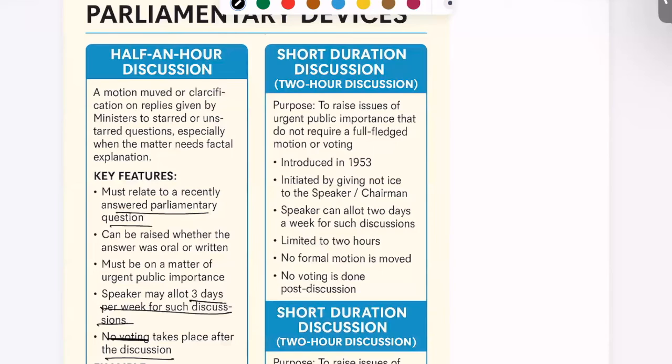That is it. Next, short duration discussion, to raise any issue of public importance that does not require a full-fledged motion or voting. When was the short duration discussion introduced? Most important, 1953. Initiated by giving notice to the Speaker or Chairman. The Speaker can allow 2 days a week for such discussion.